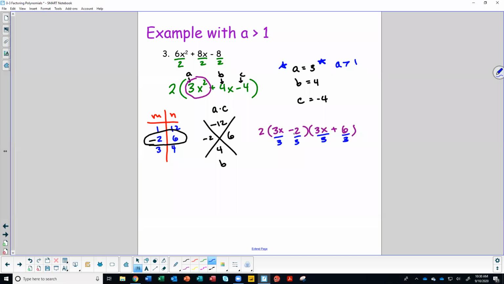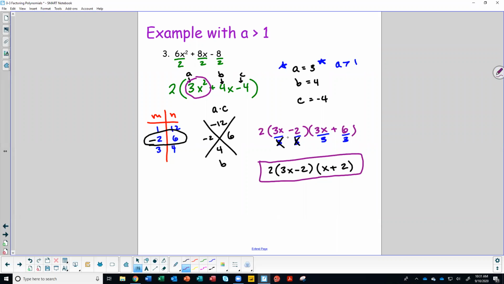So when I look at this first parenthesis, 3 can go into this 3, but it cannot go into 2. Since that cannot reduce, I do not divide this parenthesis by 3. But over here, 3 can divide by 3, and 3 can divide into 6. So I will divide this one to simplify to get the correct answer. So my correct answer will be 2 times 3x minus 2 times x plus 2. This right here is my solution.